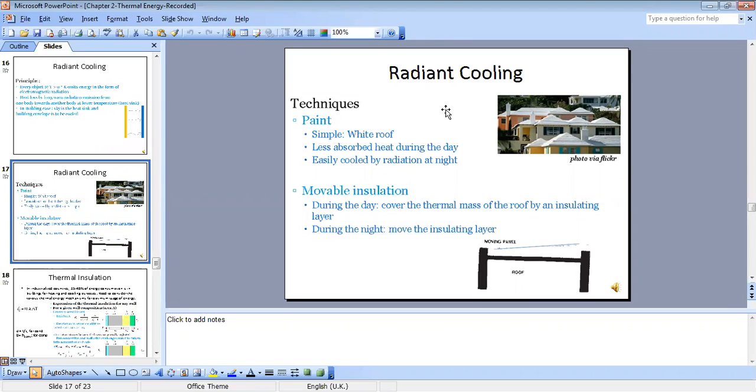energy during the day. Now, during the night, the temperature of the surface of the roof will be higher than the external temperature. This is why it will evacuate heat by radiation towards the sky.